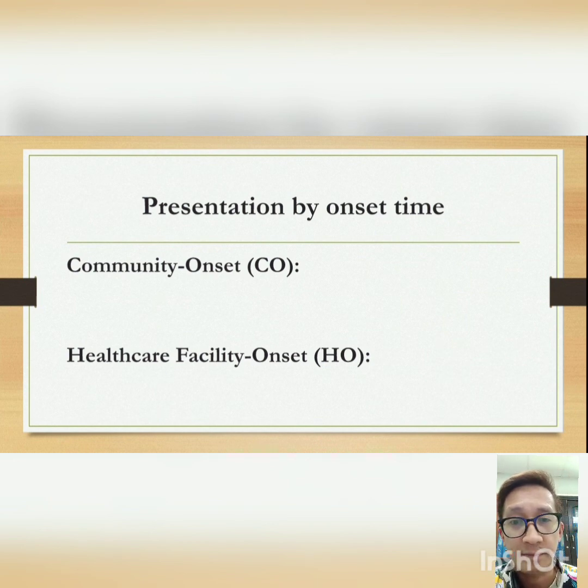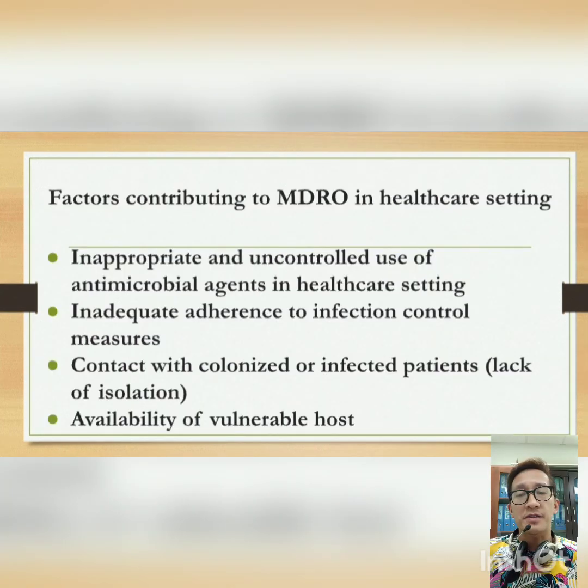Okay? What are the factors contributing to multi-drug resistant organisms in healthcare settings? First is the inappropriate and uncontrolled use of antimicrobial agents in healthcare settings. An example of which is the increased use of antimicrobial prophylaxis, for example surgical prophylaxis. There are certain durations or certain times on when you are going to stop giving antibiotics to your patients.